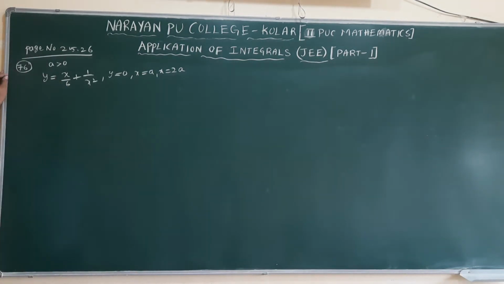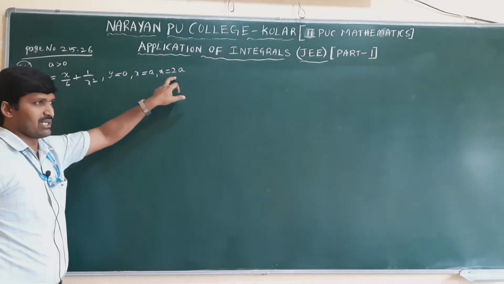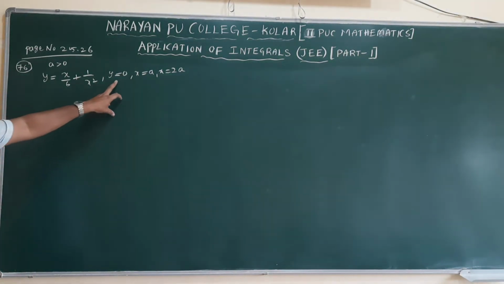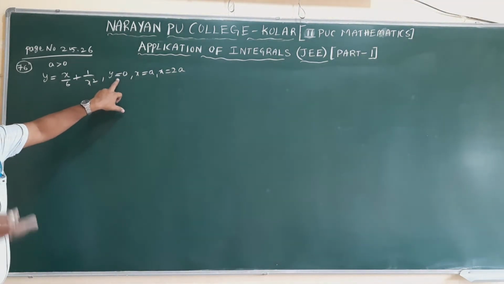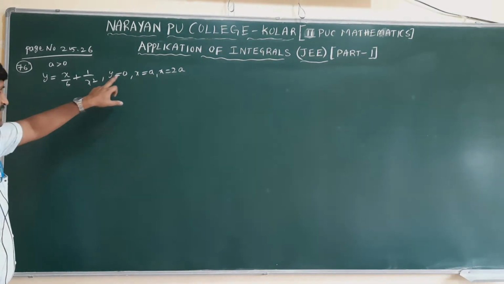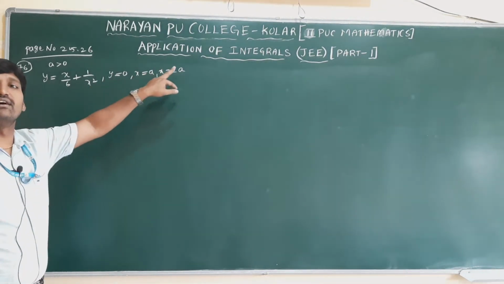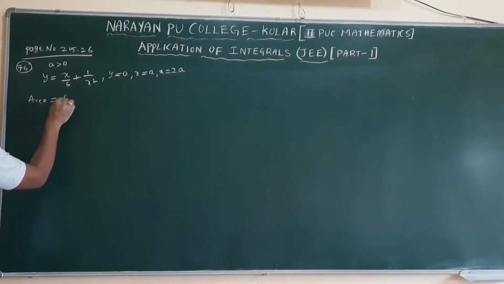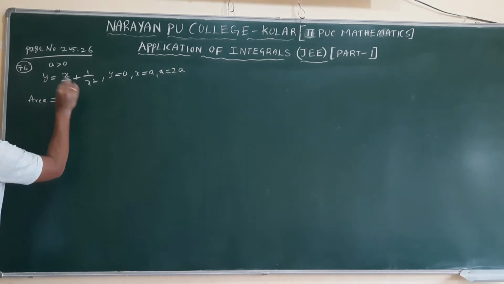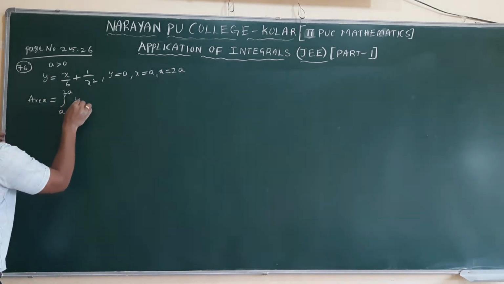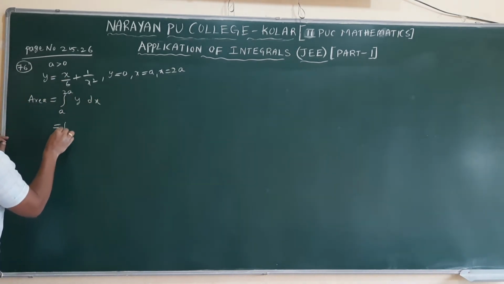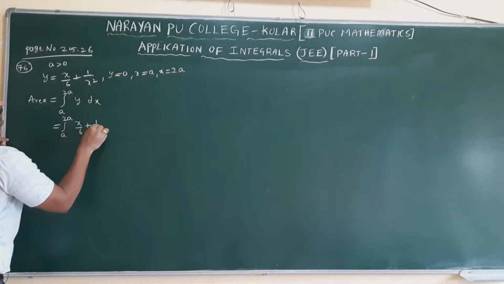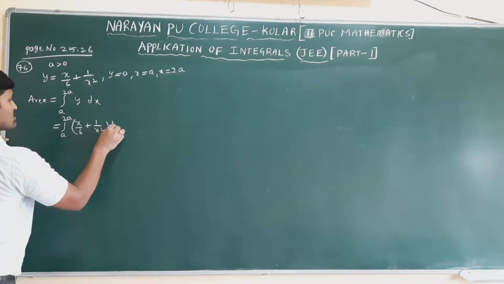Now here we don't need to trace the curve every time because the limits are already given. When limits are not given, we need to follow the curve tracing concept. y equals 0 means which axis? X axis. That means the area between the curve, the x axis, and x equals a and x equals 2a. That's why directly we can take the limits here. Integral a to 2a, what is the curve? y dx. Integral a to 2a, x by 6 plus 1 by x square into dx.